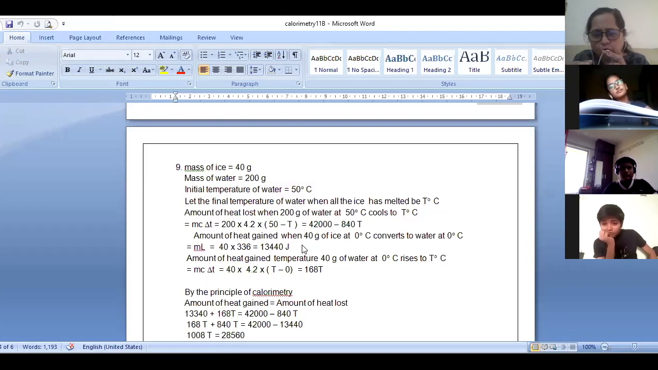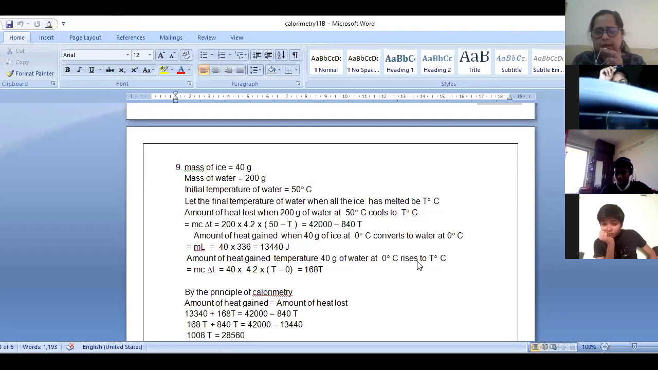Now this ice has converted to water. The water is at 0 degrees and it has to go to T degrees. So the amount of heat gained by 40 grams of water at 0 degrees when its temperature rises to T degrees. When the ice melted, it converted to water, but that water is at 0 degrees. Now from that 0 degrees, it has to rise to T degrees.